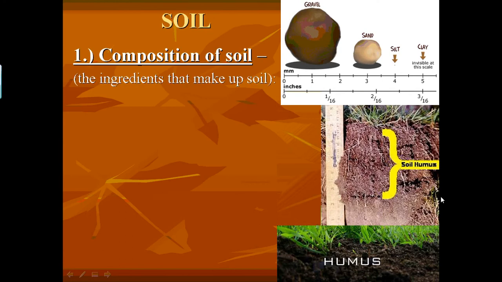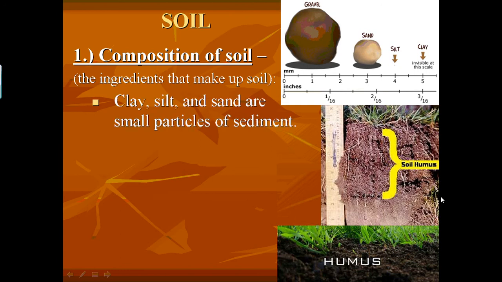The composition of soil, or you could think of this as the ingredients that make up soil, consists of clay, silt, sand, and other small particles of sediment. If you look at the first picture at the top, clay is the smallest of the soil composition that we'll see. Then silt, then sand, and then gravel. And you can see the comparison of size on the picture above.